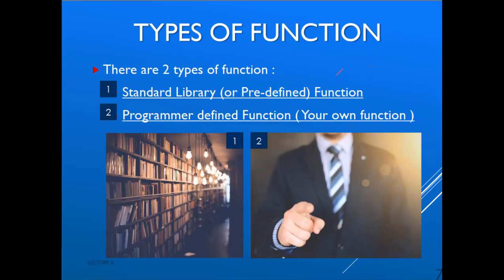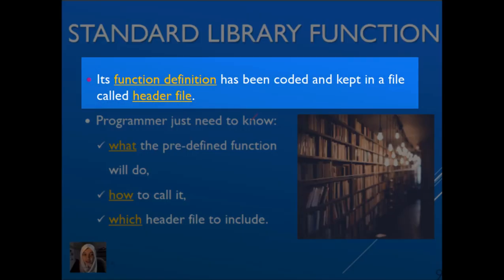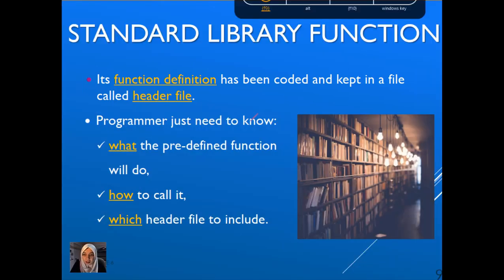In general, there are two types of function. The first one is standard library function, and the second one is programmer-defined function, or your own function. In this video, we're going to talk about the first one, which is standard library function. Standard library function is a function that you can use straight away. You don't need to define it.